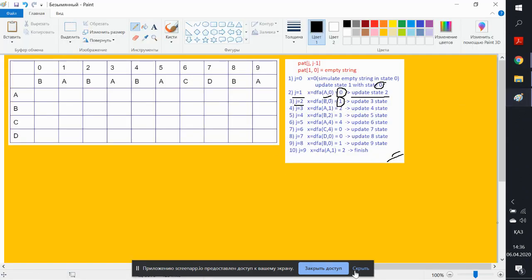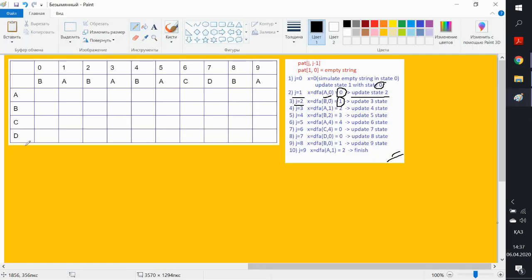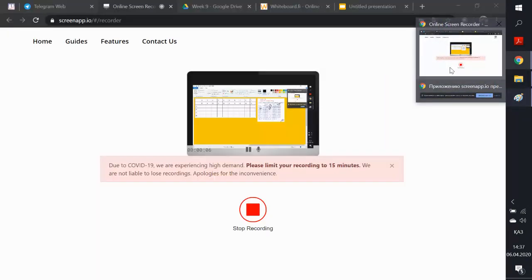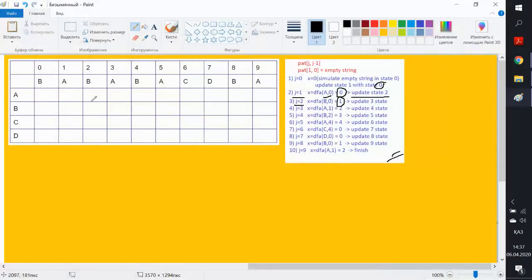So let's get started with the coding part. It's recording. Yep, it's recording.